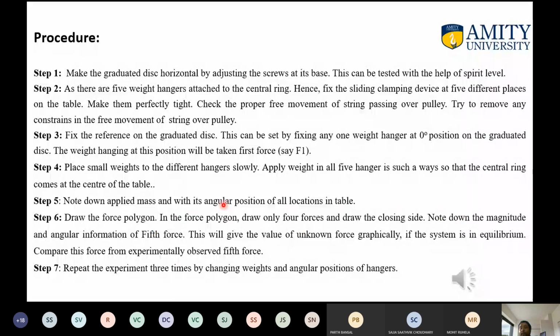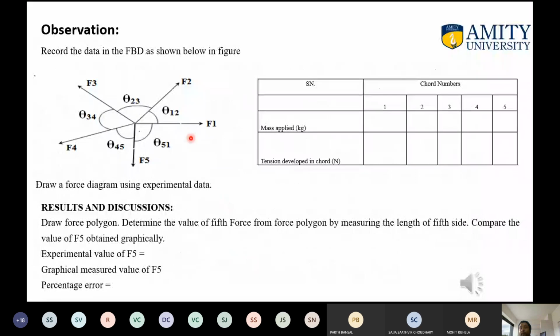See this diagram here. This diagram is visible to you. This is force F1, F2, F3, F4, and F5. F1 means what we have done: we have taken one string which we have put on the table, so we will mark it as horizontal. Let us say we have taken it in the horizontal position. Then for the second, how do you calculate the value of the force here? For making this, you have to take a scale.